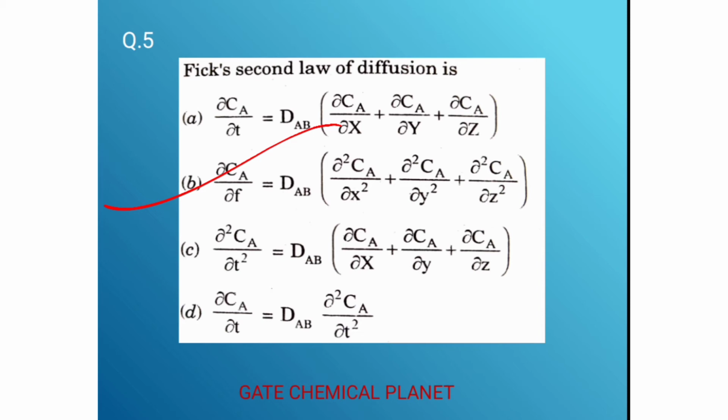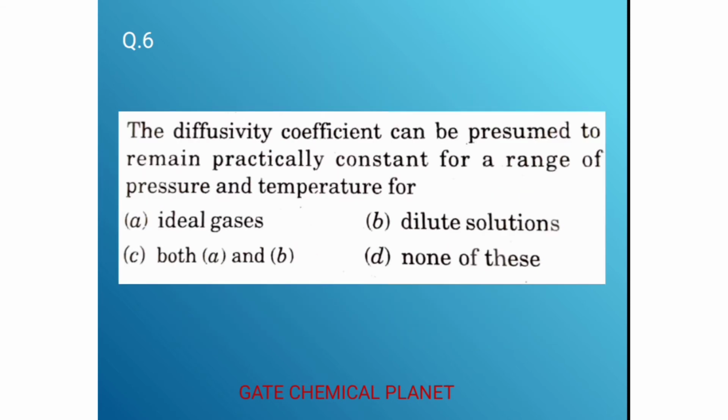So question number 6 is the diffusivity coefficient can be presumed to remain practically constant for a range of pressure and temperature for ideal gases, dilute solution, both A and B, and none of these. So student, always remember the diffusivity coefficient, which is DAB, is constant for a pressure and temperature range for ideal gases and also for dilute solution. So both the answers are correct.